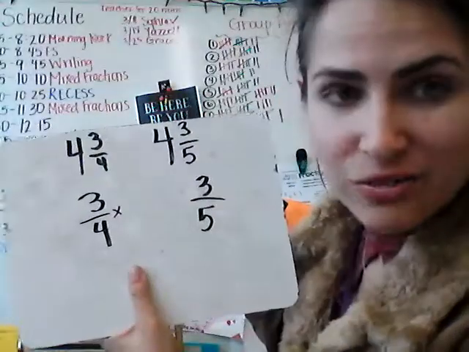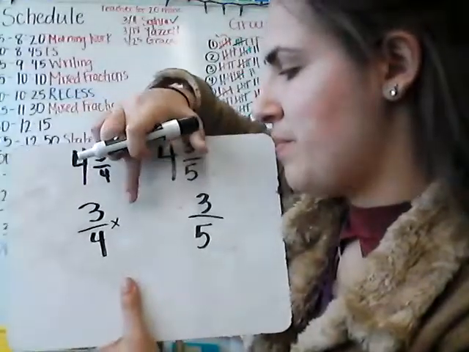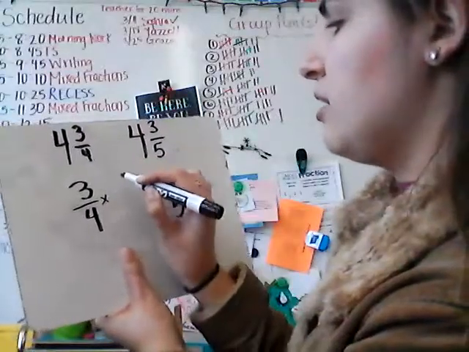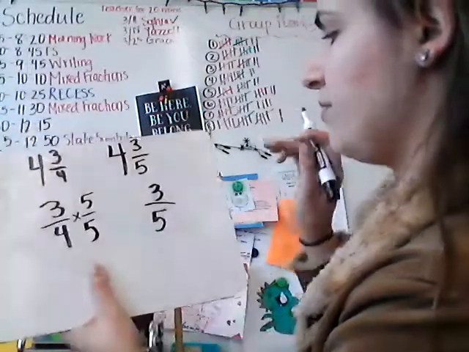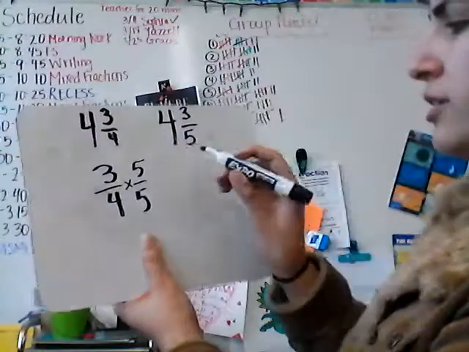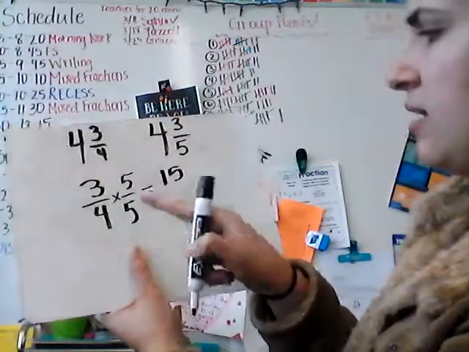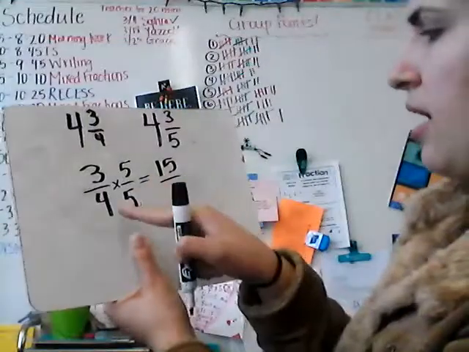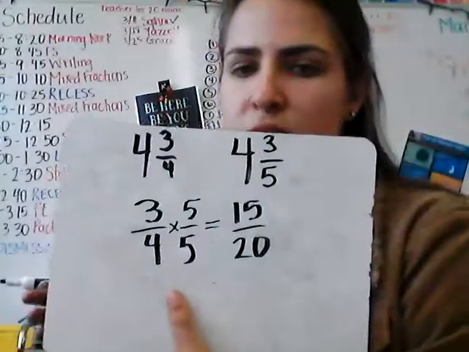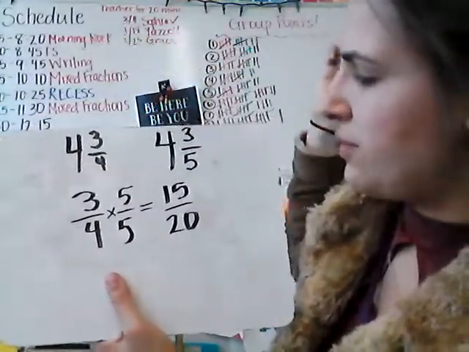Remember, to get an equivalent fraction, we multiply the same number by the numerator and the denominator. So to get a common denominator of 20, we're multiplying by 5 over 5. And just for now, I'm going to erase this so I have more space. 3/4 times 5/5. That gives us 3 times 5 is 15, and 4 times 5 is 20. So we know that 3/4 is equivalent to 15/20.